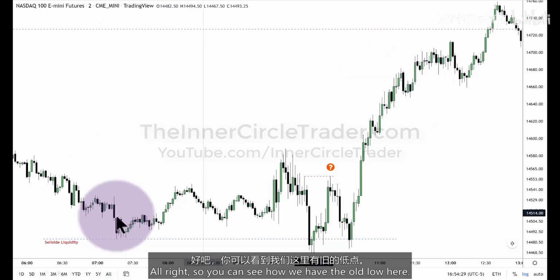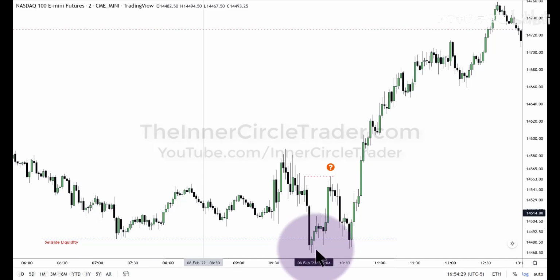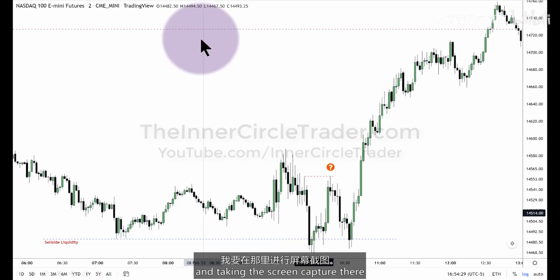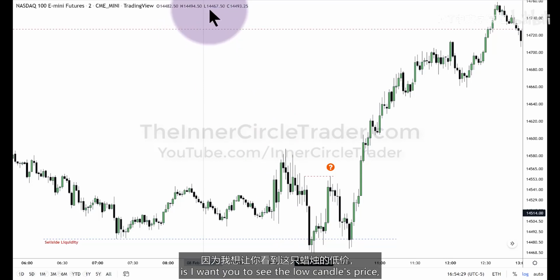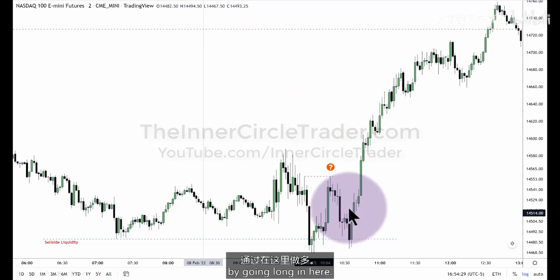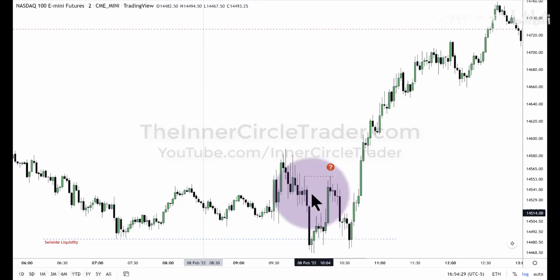All right, so you can see how we had the old low here. We trade down below it. And this 10:04, I'm actually highlighting that candle right there. The reason why I'm using that candle's low and taking the screen capture there is I want you to see the low candle's price. Okay, so that's where your stop would have to be, just below that, maybe one tick, by going long in here, based on the logic I'm going to start to outline here.